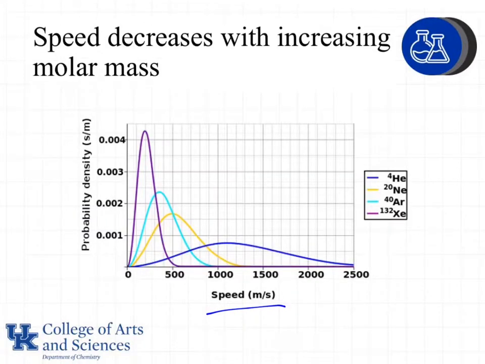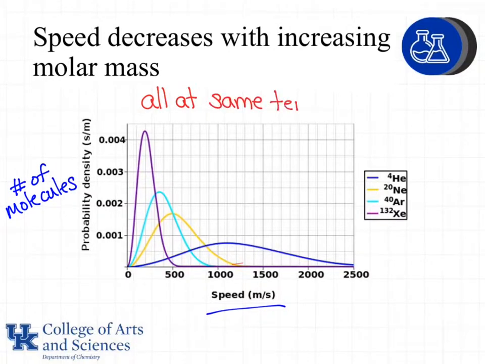The next trend we want to look at is how speed correlates with the molar mass. And we see that the speed decreases with increasing molar mass. Again, we have speed on our x-axis. The y-axis is showing us the number of molecules. In looking at this graph, we need to recognize that all of these are happening at the same temperature. So we're only comparing the difference in molar mass with the average speed of the molecule.